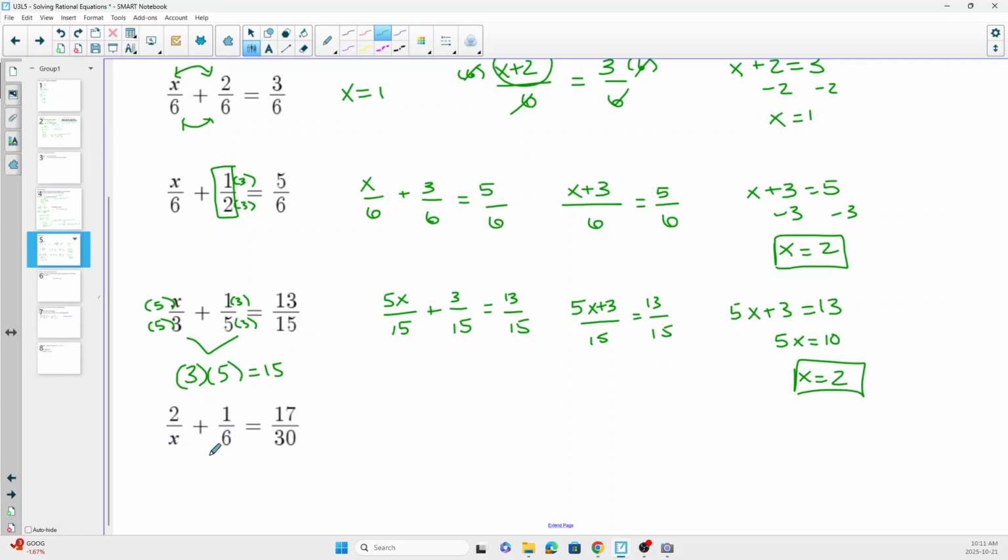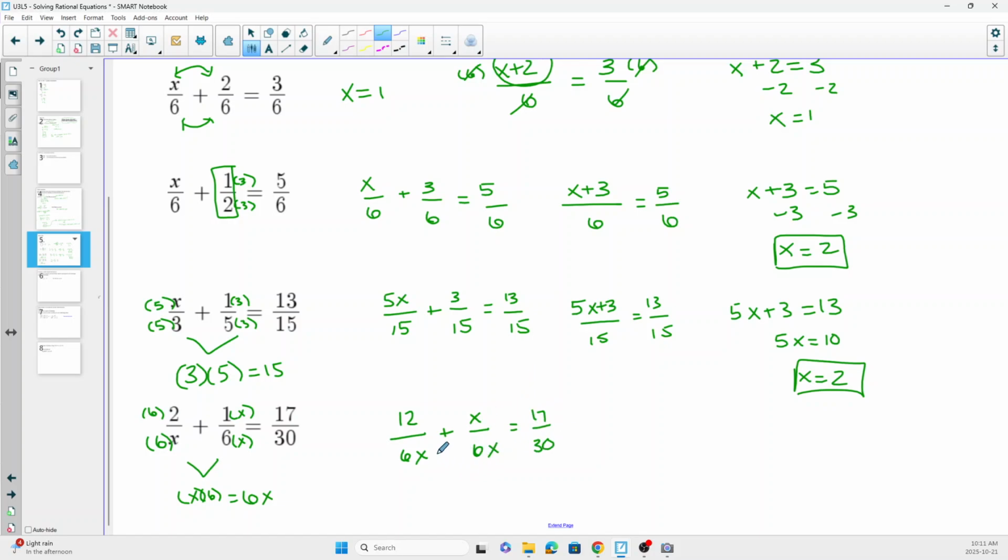Here, my common denominator needs to come from x times 6, which is 6x. So if I need my common denominator to be 6x, I need to multiply this x by a 6, and I need to multiply this 6 by an x, so they have a common denominator, but anything we do to the bottom, we have to do to the top of that same fraction. So on the top of this one, I have 6 times 2, which is 12, over 6x. And over here, I have 1 times x, which is just x, over 6x. And this is all equal to 17/30.